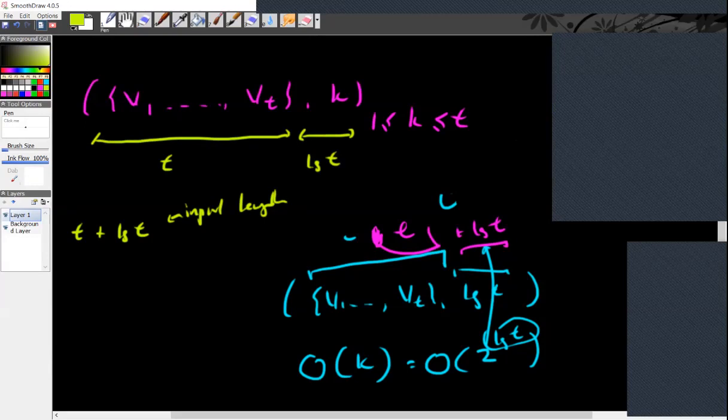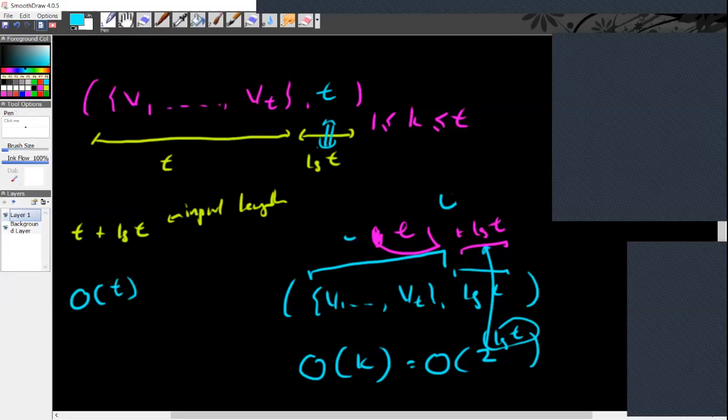Okay. So let's say I have an algorithm that runs in time O(k). K here I know is represented using log t bits. In other words, for example, let's just say this value here is t, that's what I'm trying to say. So if I say that my runtime here is O(t), that's fine.